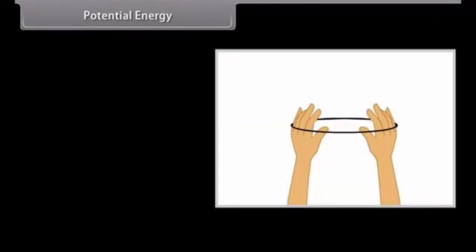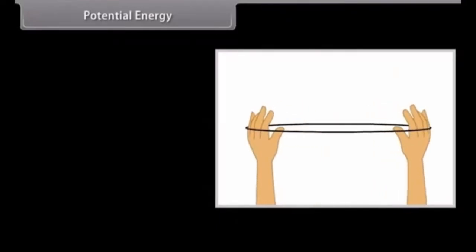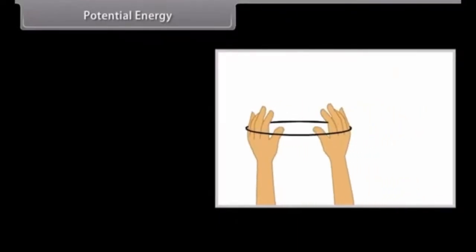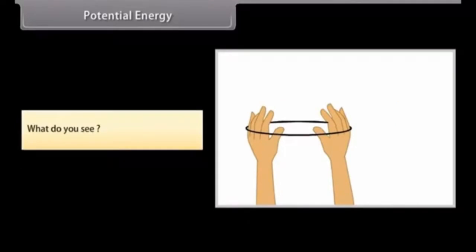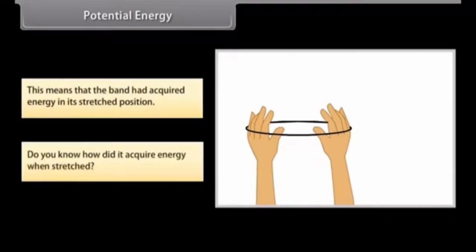Potential energy. To understand potential energy, let's do an activity. Take a rubber band. Hold it at one end and pull from the other. You will see that the band stretches. Now release the band at one of the ends. What do you see? The band will tend to regain its original length. This means that the band had acquired energy in its stretched position.